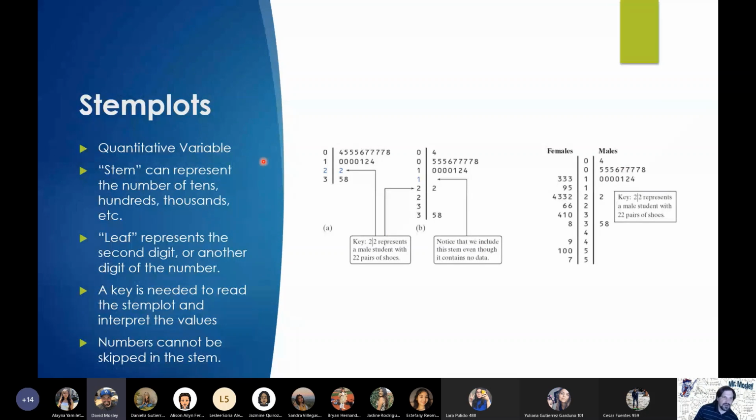stem plots are used for quantitative variables. We're talking about pairs of shoes. We can use it to compare different groups, different categories that have that same quantitative variable. The stem represents the number of tens, hundreds, thousands, etc. It just needs to be specified within the key what it's representing, or how to read the number. The leaf represents the second digit, or another digit of the number. The key is needed to read the stem plot and interpret the values. Numbers cannot be skipped in the stem.